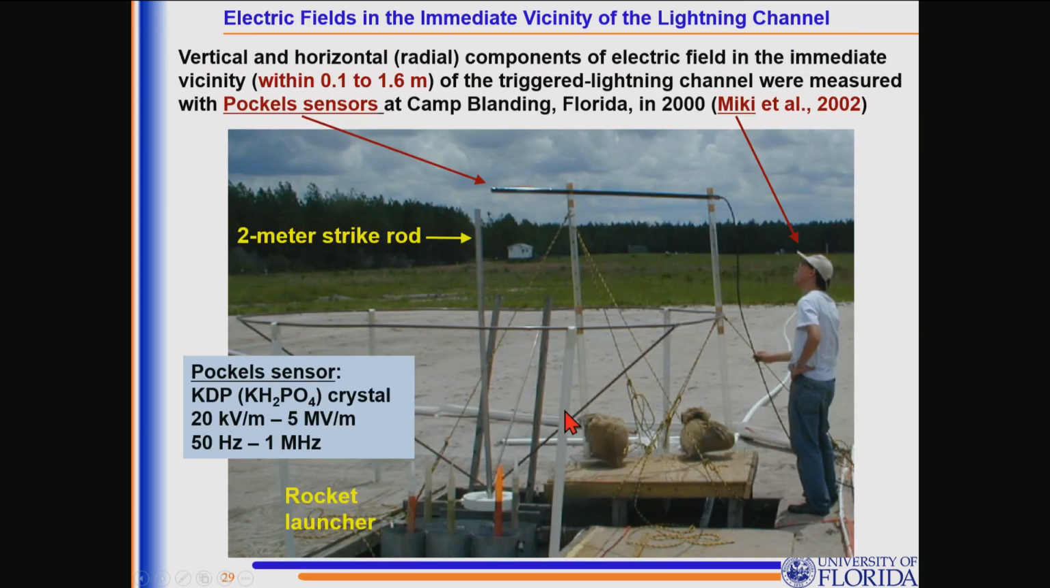This is a configuration of the experiment. The rocket launcher was below ground surface. There were different configurations used. In the Franklin lecture, you saw the tower launcher and the portable launcher. I showed you the bucket truck launcher, and this is the underground launcher. Strike rod, 2 meters tall, and the Pockels sensor was installed in a plastic holder right here, and these are fiber optic links. The Pockels sensor is a crystal that changes the index of refraction in the presence of external electric field.